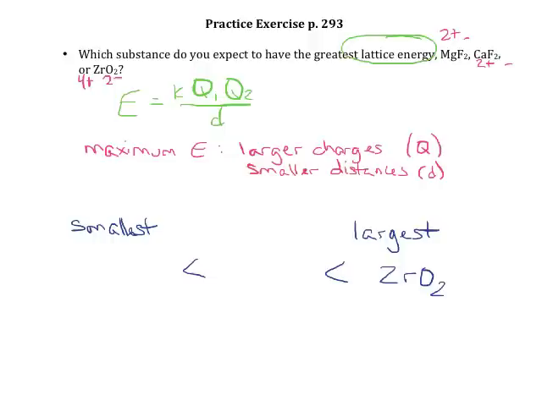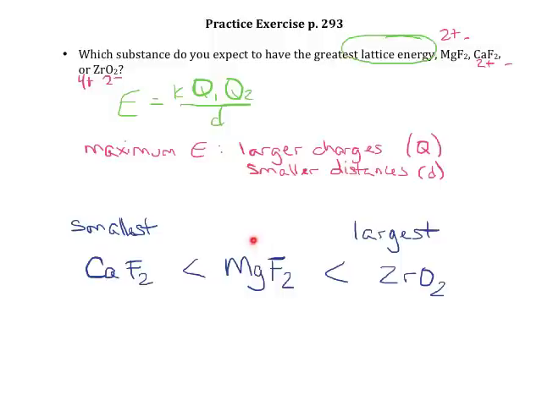If you look in the periodic table, magnesium is in the 3rd energy level, but calcium is in the 4th energy level, and because of that, magnesium is going to be smaller than calcium. So if the magnesium atom is smaller, that means that the magnesium ion and the fluorine ion, fluoride, are going to be closer together. Since they're closer together, we're going to get a higher lattice energy for magnesium fluoride, which leaves calcium fluoride as our smallest.